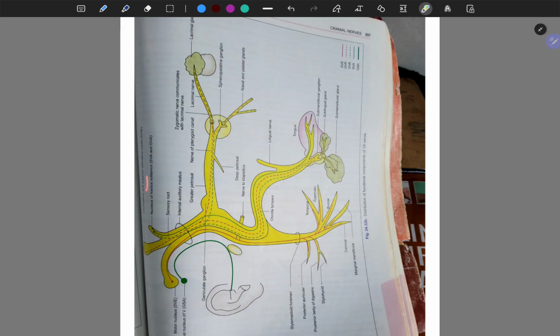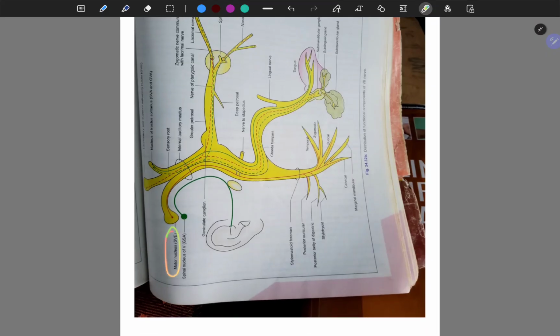From here, the general visceral efferent fibers, the lacrimatory fibers, will enter the geniculate ganglion, where they give the greater petrosal nerve. It joins with the deep petrosal nerve to form the nerve of the pterygoid canal. From there it will reach the lacrimal gland, while the zygomatic nerve communicates with the lacrimal nerve, which then supplies the lacrimal gland. They also, from the sphenopalatine ganglion, give branches to the nasal and palatal glands.